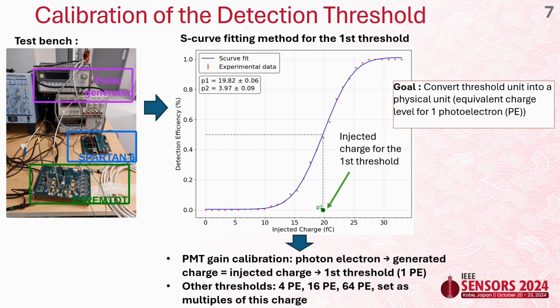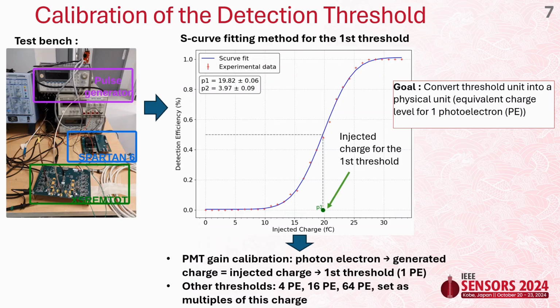So here, a calibration protocol was used to define the threshold levels. A test bench, including a pulse generator, the XSRAM prototype, and the FPGA Spartan 6 for data acquisition, was used. The goal is to convert the first threshold from digital step to physical unit using the S-curve fitting method. And from the S-curve, the injected charge equivalent to the first threshold voltage is determined.